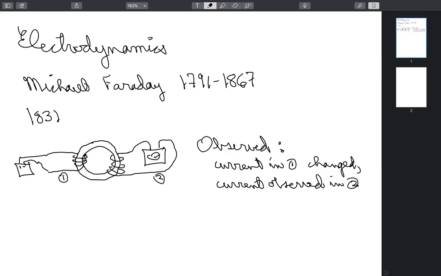So it's quite a simple setup, if you want. It was a very clear observation. Actually, you might also know about Ørsted's observations. Earlier than that, I think it was in the 1820s, Ørsted did a different thing. He had just a compass needle, and then he had an electrical circuit around it, and if you put some current in the circuit, he noticed that the compass needle would change.